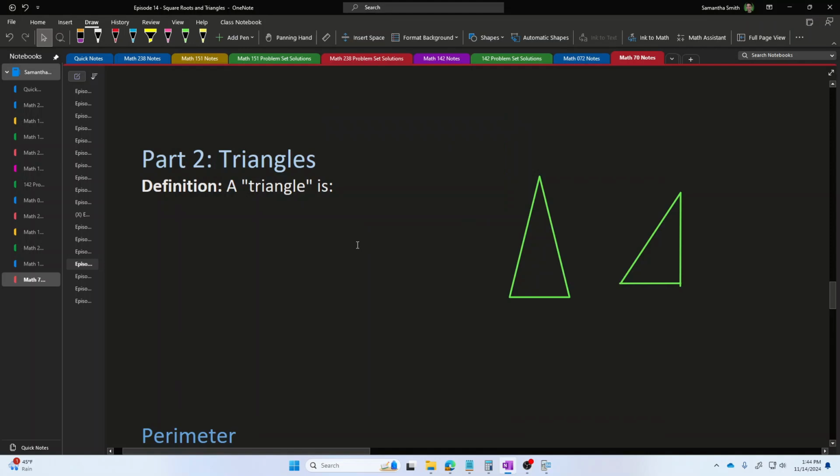In part 2 of episode 14, I would like to talk to you about the geometric shape which is called a triangle. And a triangle is just a geometric shape that has three straight sides.